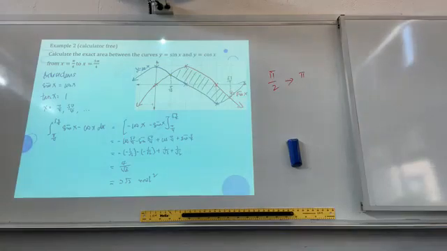Who hasn't got a ClassPad? We will need a ClassPad. Definitely need a ClassPad. If you haven't got one, come and grab one, please. All right.